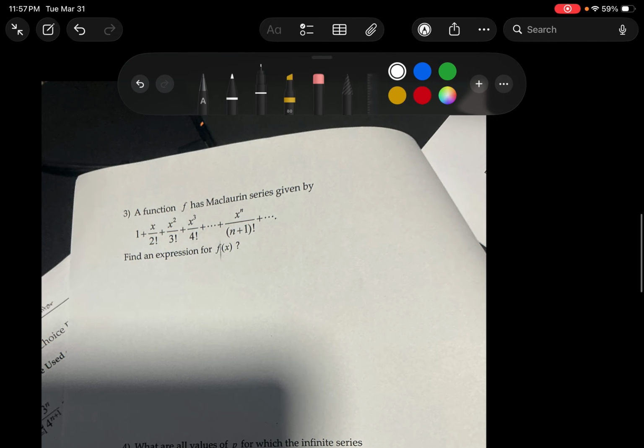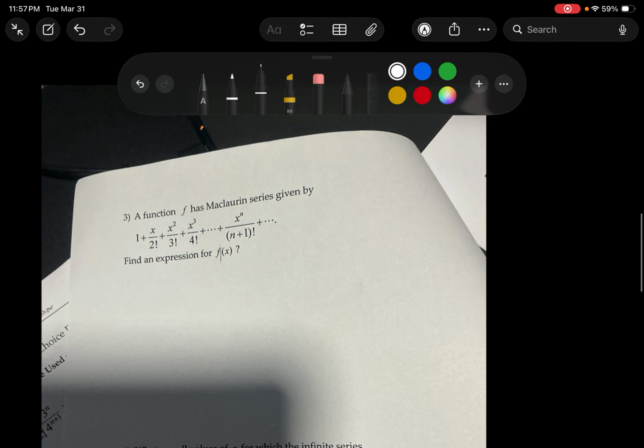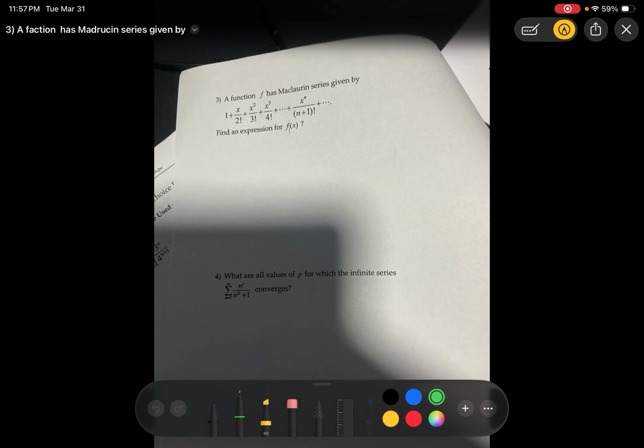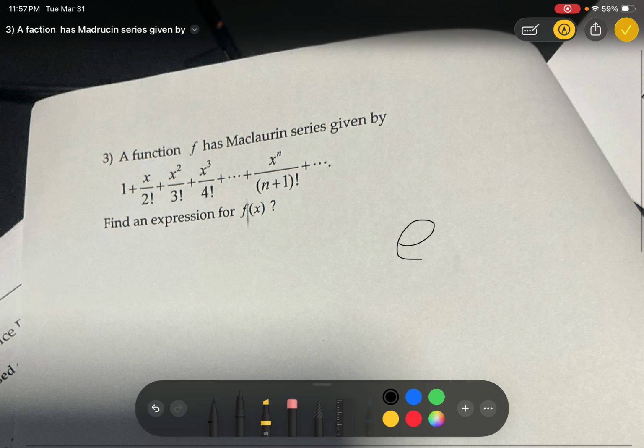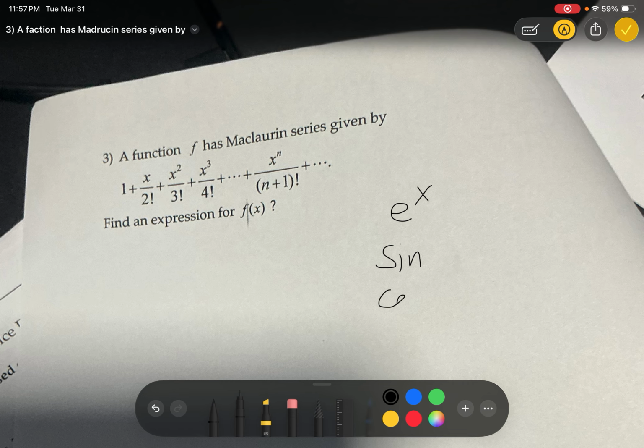So as you can see, you have to remember those memorized series. We have e to the x. Why is it not drawing? Zoom in. Okay. We have e to the x, sine of x, cosine of x, and the arctangent of x.